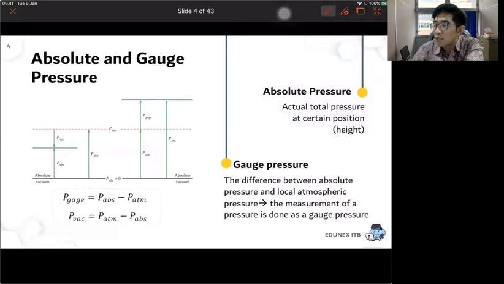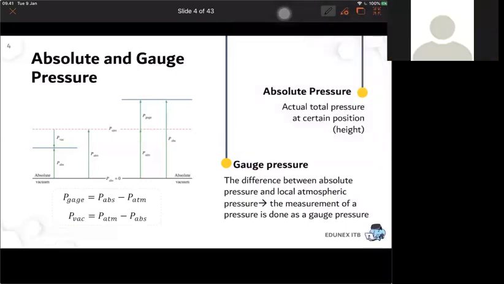Okay, so basically you can understand what is the difference between absolute and gauge pressure. Absolute is the actual pressure. The gauge is the difference between the actual and the local atmospheric pressure. Okay, now I give you an example.